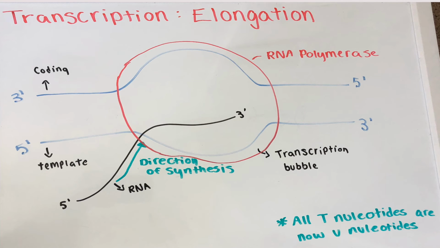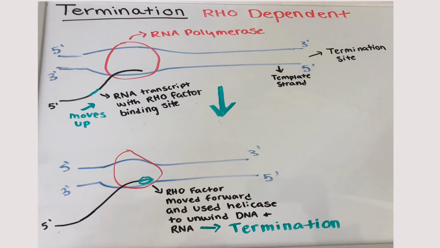Finally, the sigma factor leaves after it binds to the RNA polymerase, and we are left with the RNA strand that is identical to the DNA strand, except the T nucleotides in the DNA strand are now U nucleotides in the RNA strand. Finally, termination occurs.